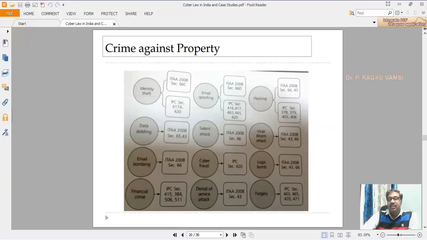We'll see in detail what these attacks are and what the related sections are, because all these attacks will fall under hacking. Whenever this particular thing is found, what the punishments are under the IT Amendment Act 2008, we will see in the next lecture.